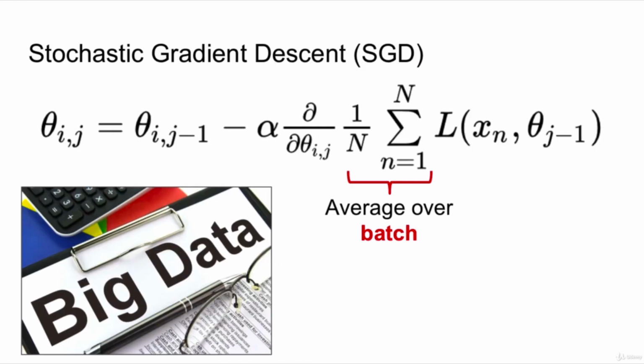Since we live in the era of big data, computing the average of loss function on millions or billions of objects seems computationally impossible. However, we can use not all the data from our training dataset, but just the subset of it. This is what people usually call stochastic gradient descent.